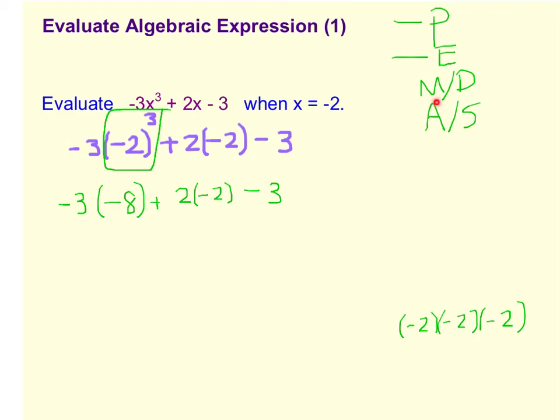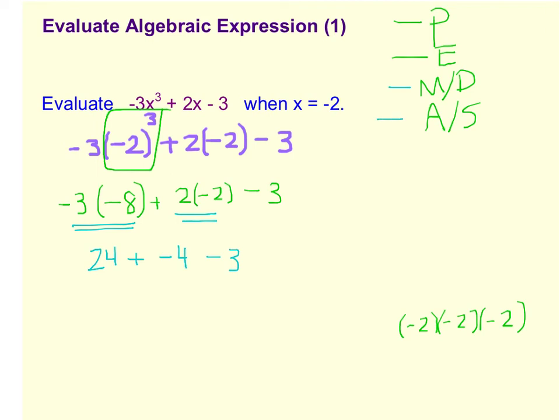Alright, next we come to the multiply and divide stage. We have to do this left to right. So working left to right, I can see that first we have some multiplication, negative 3 times negative 8. Now remember, a negative number times a negative number will be positive. That's a positive 24. Here is another multiplication. 2 times negative 2, well I guess I can bring down that plus sign. 2 times negative 2, now a positive times a negative is a negative 4, and then bring down your minus 3.